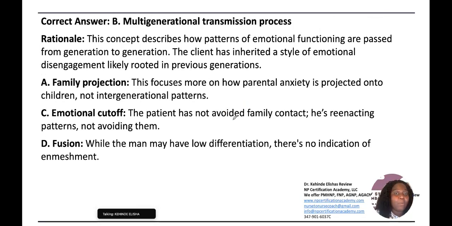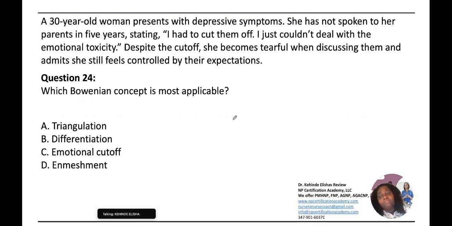So the concept describes how patterns of emotional functioning are passed on from generation to generation. The client has inherited a style of emotional disengagement likely rooted in previous generations. Family projection focuses more on how parental anxiety is projected onto the children, not intergenerational patterns. Emotional cutoff: the patient has not avoided family contact. He is reenacting patterns, not avoiding them. Fusion: while the man may have low differentiation, there is no indication of enmeshment.